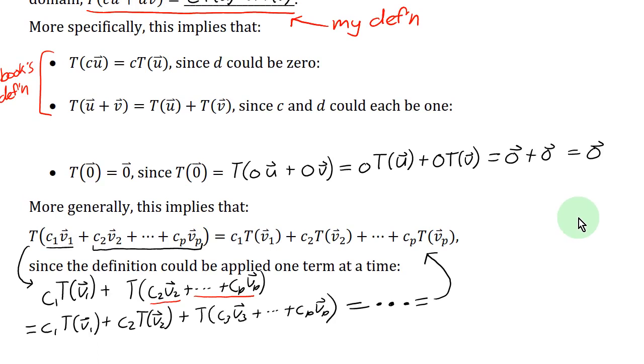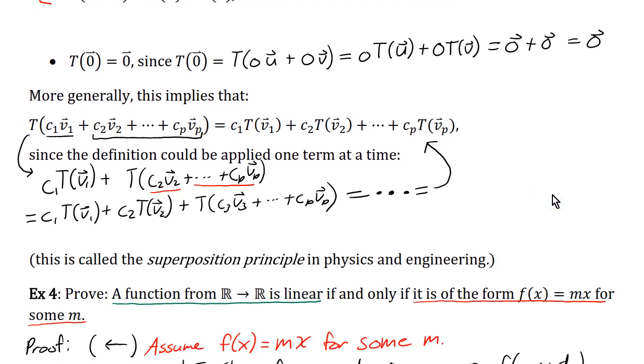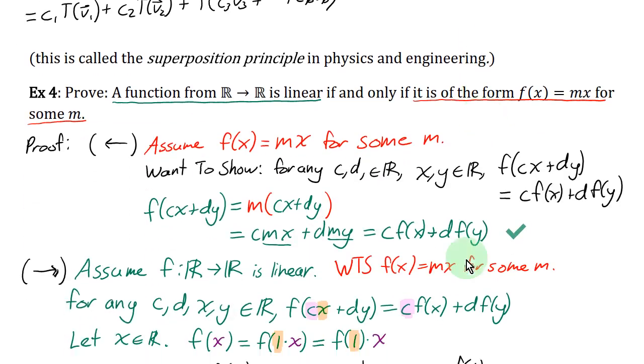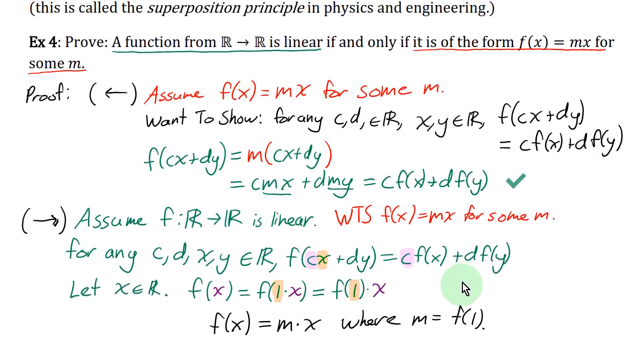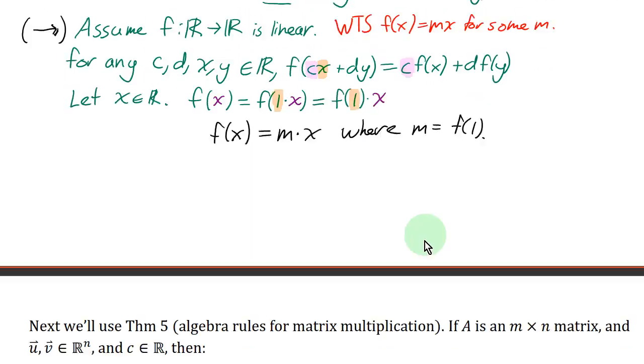So, we saw how it works if you have not just two vectors in your linear combination, but a linear combination of a bunch of things. You can break that up into the corresponding output linear combination. And we proved in class that the only R to R functions that are linear are f of x equals mx for any number m. That will make you a linear transformation.